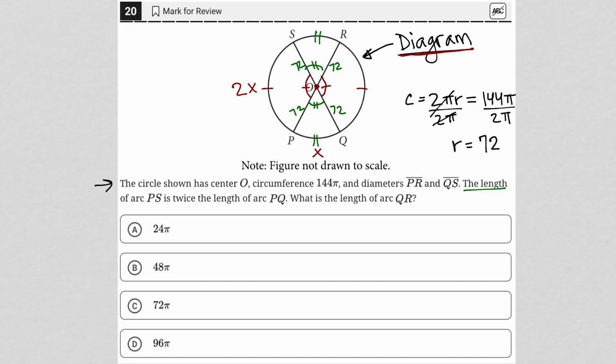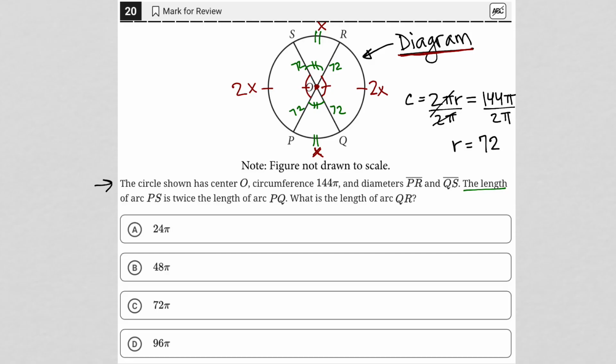So the question says, the length of arc PS is twice the length of arc PQ. So I'm calling arc PQ X and I'm calling arc PS 2X. What is the length of arc QR? Well, I knew from before that arc QR is the same as PS. So I'm gonna just put a 2X there. And I know that also SR is the same as PQ. So I'm gonna put an X right here.